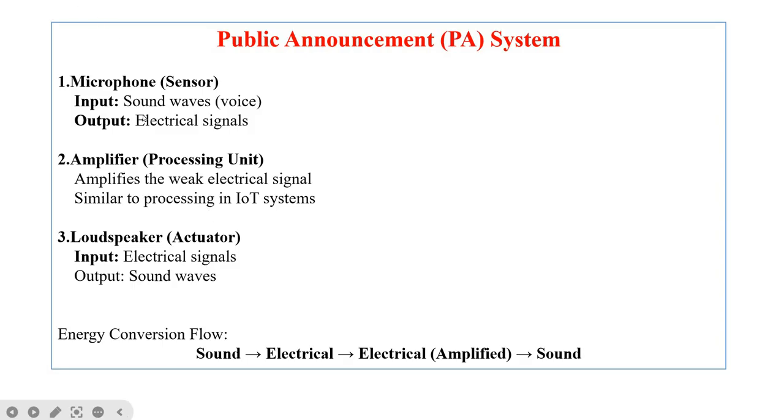So what is happening here? There is an energy conversion flow happening. Sound waves are converted to electrical, then the electrical signals are amplified, and then these are converted back to sound waves. So the flow of energy is: sound to electrical, electrical to amplified electrical, then back to sound.